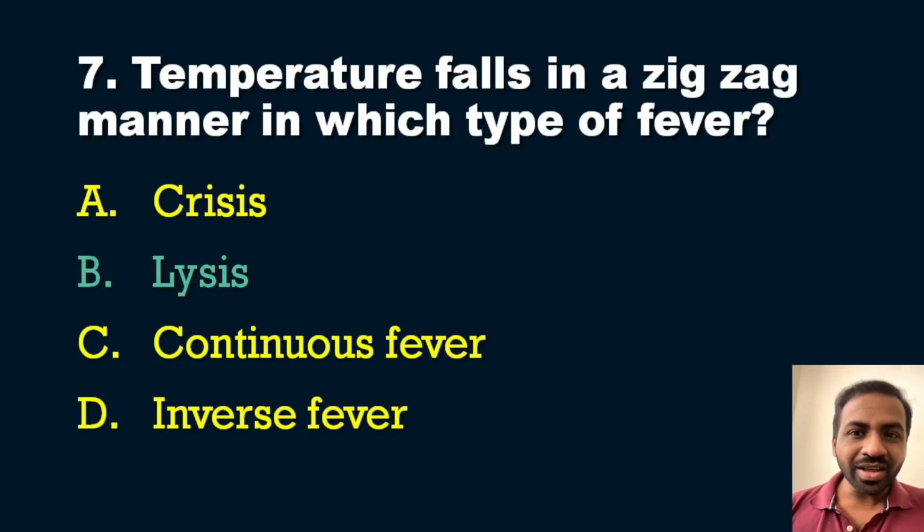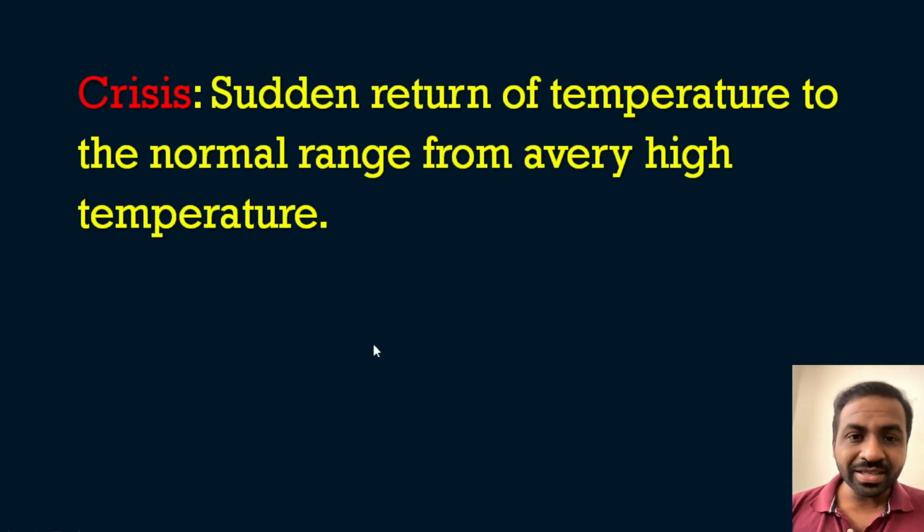So the answer is very clear. The answer is option number B, that is lysis. Lysis is the answer. So we will see these four options in brief. So what is a crisis? Crisis in fever means the sudden return of temperature to the normal range from a very high temperature. Okay, the patient will have a very high temperature and suddenly the temperature will drop to the normal range. That is known as the crisis.